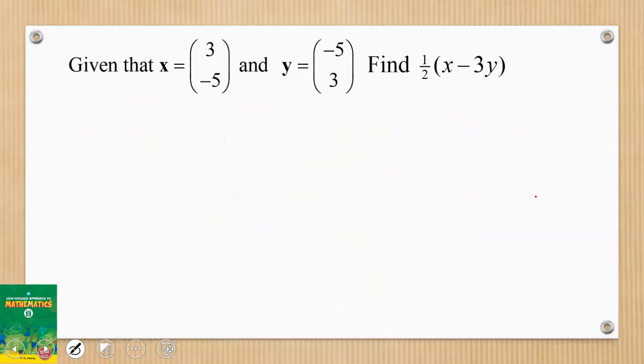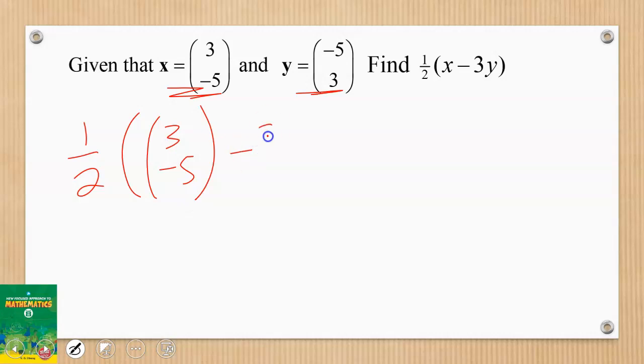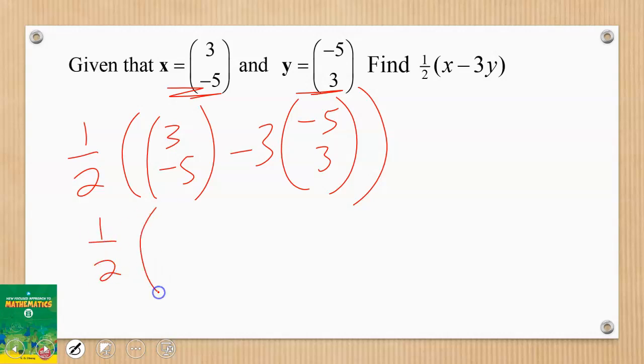Example number 2. The vector s has been defined, and y has been defined, and we want to find half of the bracket: vector s is (3, -5), minus 3 also into the bracket, vector y is (-5, 3). So we close this bracket as well. We do the bracket first, right? So we can have our half into the bracket. Let me keep (3, -5) here, and then do the subtraction.